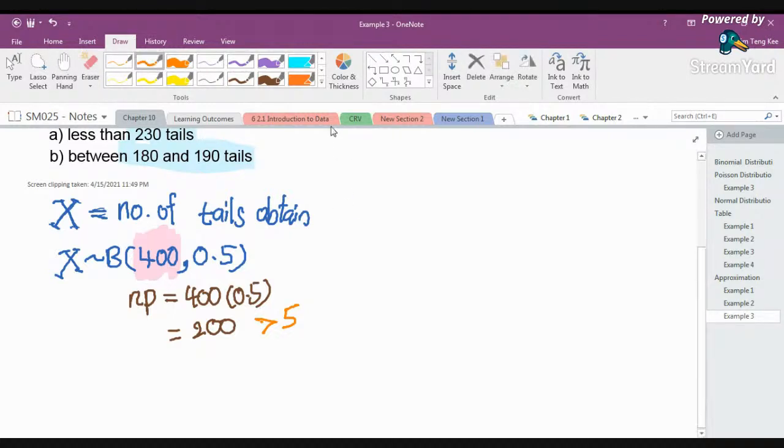And of course, there's another detail we need to take note of, where n equals 400, which is greater than 50. But you see, I use an orange colour pen, not red, to write here. This is not a compulsory step to write down, but just for you to take notes. Ini untuk you take notes saja. Tak payah tulis keluar.